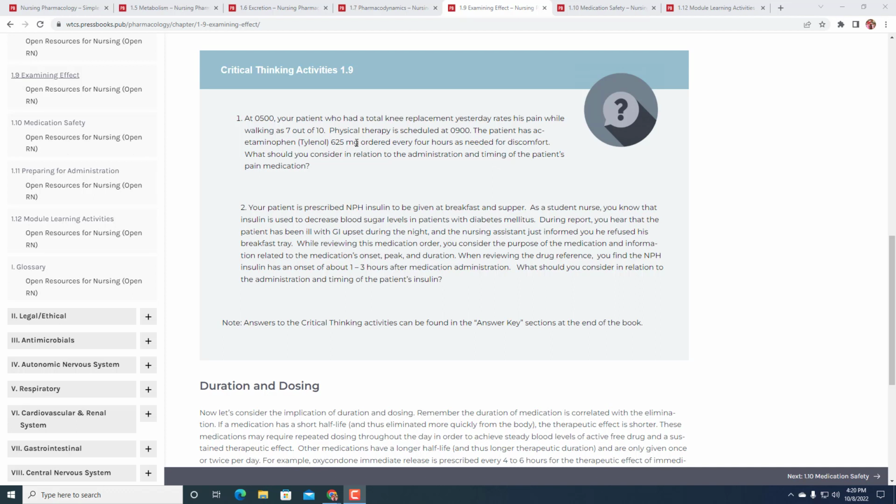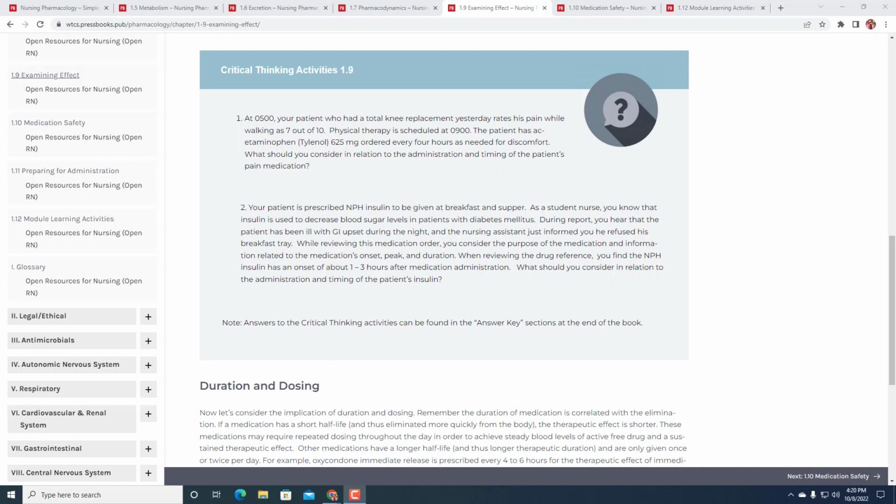So 0500, the patient had a total knee replacement yesterday. Pain walking is 7 out of 10. Physical therapy is scheduled at 9. We give the first dose at 5. Then we check with them about an hour later, make sure that it's working. Then just before the physical therapy, we give them another dose. Then 4 hours after that, they'll get another one. And what we're making sure of throughout the day is that the patient isn't going over the amount they should have.